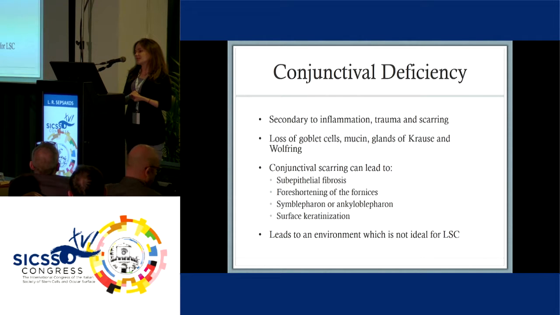Conjunctival deficiency arises secondary to inflammation, trauma, and scarring. You lose goblet cells, mucin, glands of Krause and Wolfring, and tear-forming structures when this arises. Conjunctival scarring can lead to subepithelial fibrosis, foreshortening of the fornices, symblepharon or ankyloblepharon, and surface keratinization. This leads to an environment which worsens limbal stem cell deficiency.